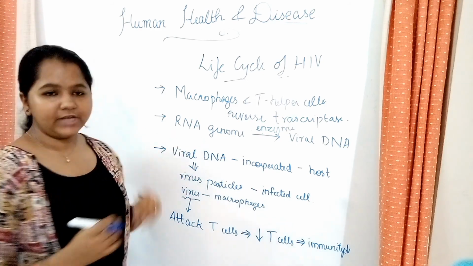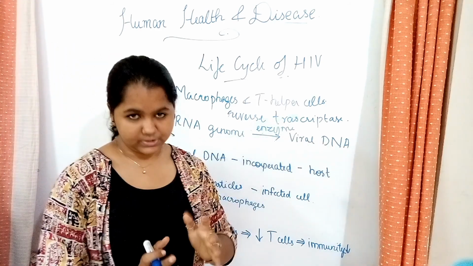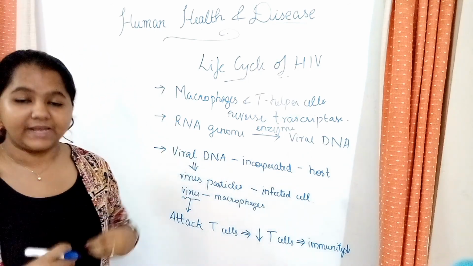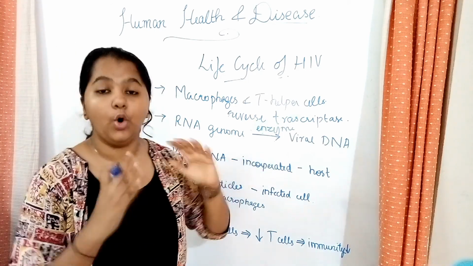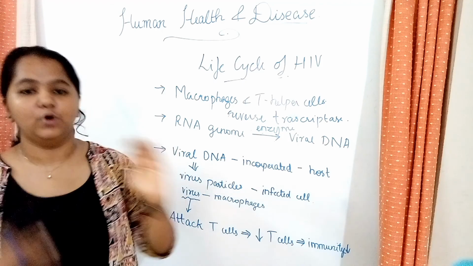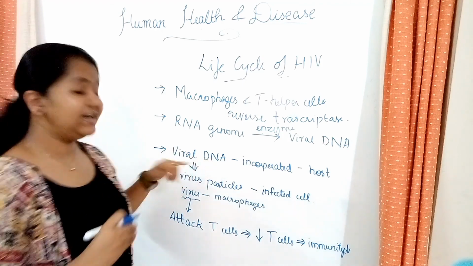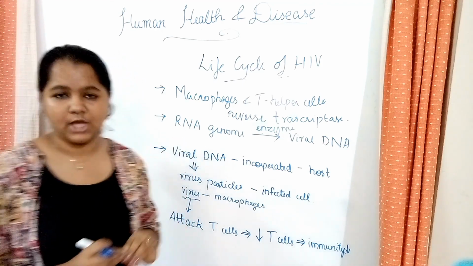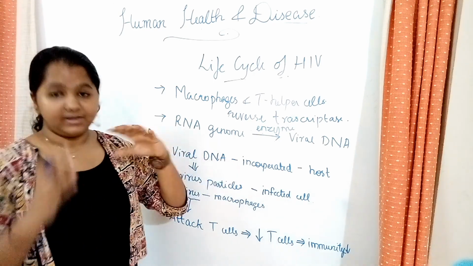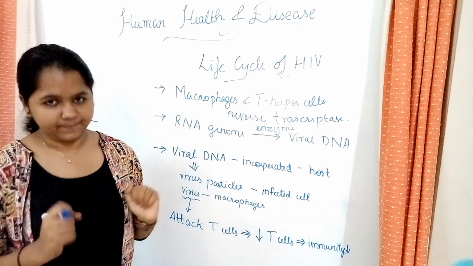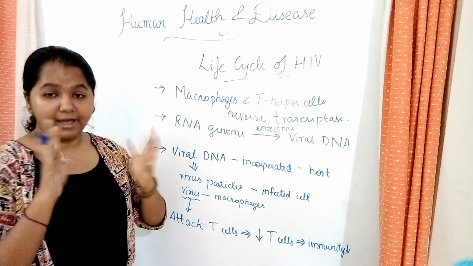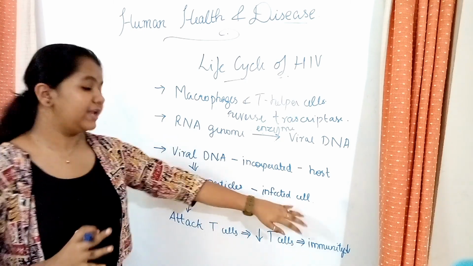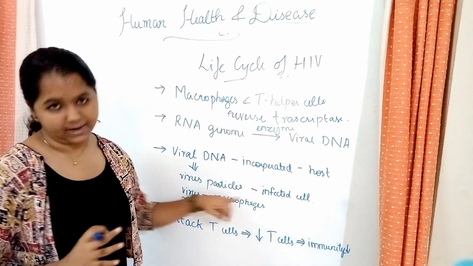Then, next, what happens? This viral DNA is formed, and it is incorporated into the host, the organism. The host has the viral DNA incorporated in their cells. So now the cells are affected by the virus. Okay. So these virus-affected cells, what would they do? The infected cells would produce virus particles.